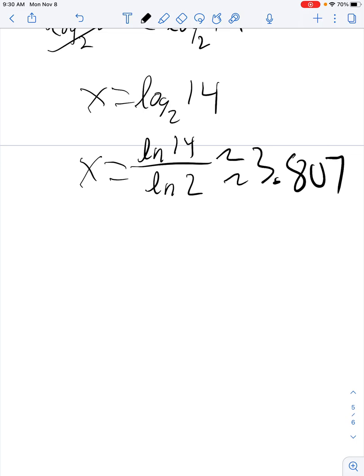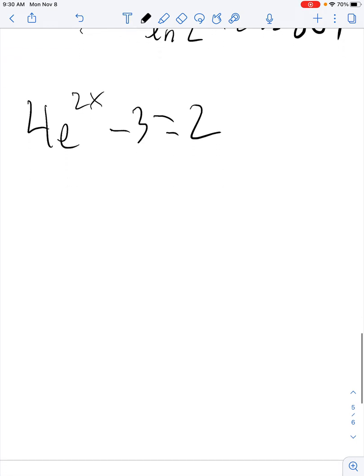Okay, moving on. Solving an exponential equation. So let's say that we have 4e^(2x) minus 3 equals 2. First off, I'm going to start by adding 3 on both sides. So I'm going to get 5.